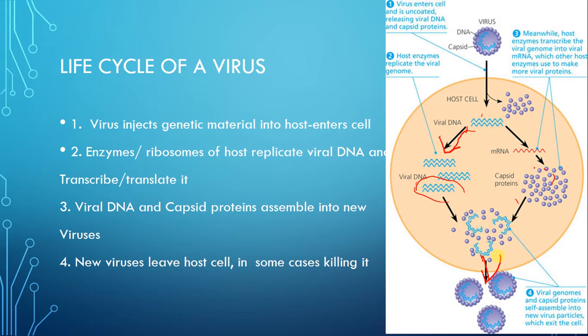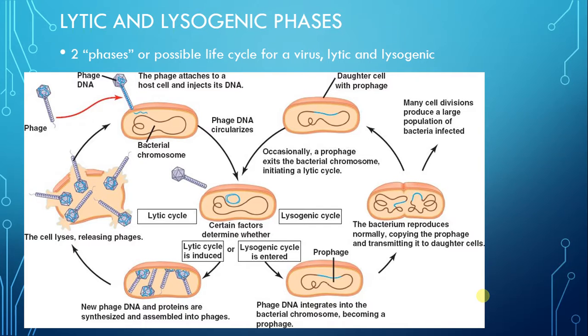So that's really, in a nutshell, the life cycle of a virus. Infects, replicates its DNA, and translates and transcribes mRNA into new viruses that can go out and infect new cells. So that's the basic life cycle. Now we can break viruses up into two smaller groups by slight variation on that life cycle. They're called lytic and lysogenic phases. So there's two possible life cycle patterns in a virus, the lytic and the lysogenic phase.